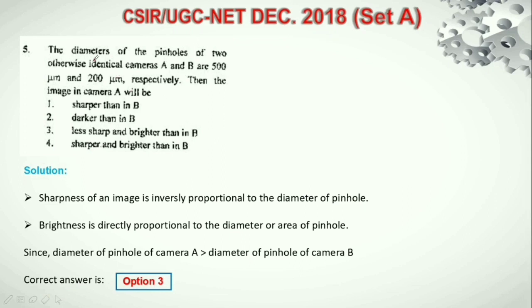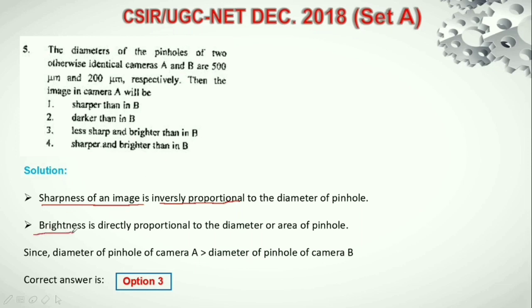Next question. The diameters of the pinholes of two otherwise identical cameras A and B are 500 micrometer and 200 micrometer respectively. Then the image in camera A will be. So to solve this question, we have to take into account two factors. Sharpness of an image is inversely proportional to the diameter of the pinhole. Since the diameter of camera A is more, this means its sharpness will be less.